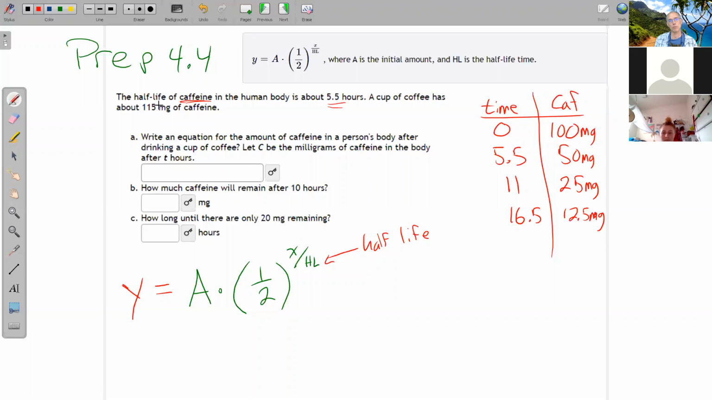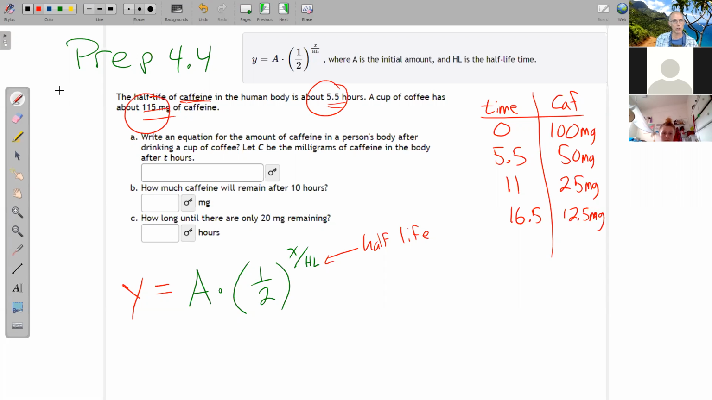So here I'm giving you information about the half-life of caffeine and a starting amount. Now I used 100 here because it was easier. My version of the problem starts with 115. Yours will be slightly different. So if I take these two pieces of information, then my equation would look like this. That A gets replaced, that's the starting amount, the 115, kind of like a starting population or the initial value of a car. And then I multiply that by 1/2 in parentheses, and then the power, I'm going to put that in parentheses just to be safe, would be x over, and for mine it was 5.5. So that's my formula right there.